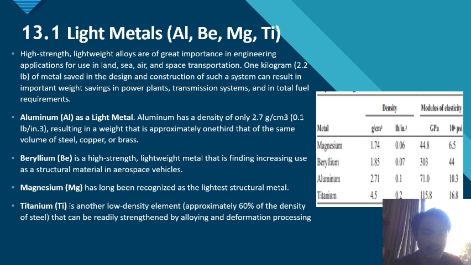Beryllium (Be) is a high-strength lightweight metal that is finding increasing use as a structural material in aerospace vehicles. Magnesium (Mg) has long been recognized as a light structural metal, and titanium (Ti) is another low-density element, approximately 60% of the density of steel, that can be readily strengthened by alloying and deformation processing.